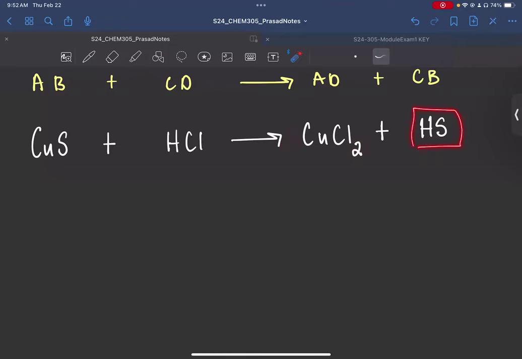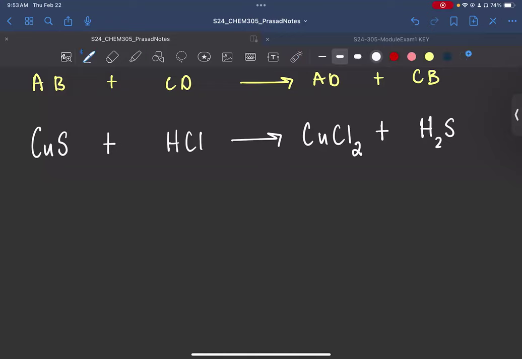Finally, in the case of HS, we know that sulfur, again, is 2-. We know that hydrogen is +. Crisscross method gives you H2S. So it's kind of like a step-by-step process. First, using the generic reaction, you predict the products. Then you make sure they make sense. Use a crisscross method. All right.